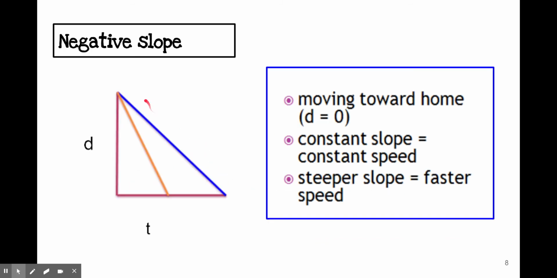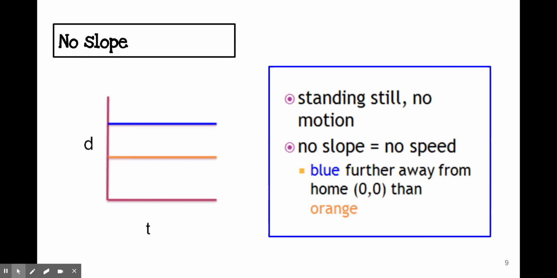A negative slope means we're moving from the top of the y-axis back down towards the x-axis. This means we're moving back to our starting position, or if you think about home, we'd be moving back to that starting position. A constant slope, again, means that we're moving at a constant speed or a constant velocity, and the steeper the slope, the faster it's going to be.